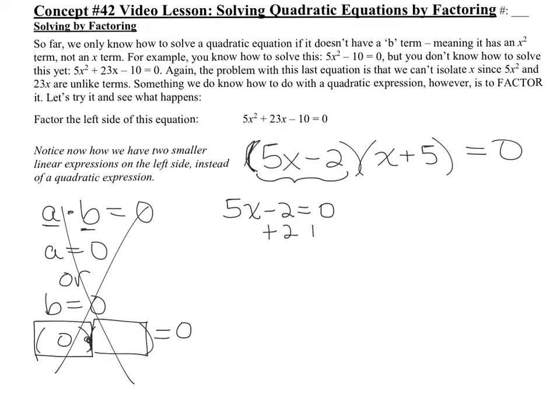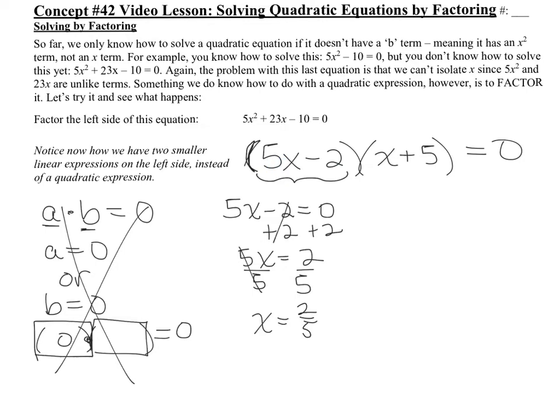So I'm going to add 2 to both sides, and I'm going to get 5x is equal to 2. And then to get x alone, I'm going to divide both sides by 5, and I'm going to get that x is equal to 2/5. So if you think about that, x equals 2/5 would be a solution. If I were to put 2/5 in for x here, 5 times 2/5 is 2, minus 2 is 0.